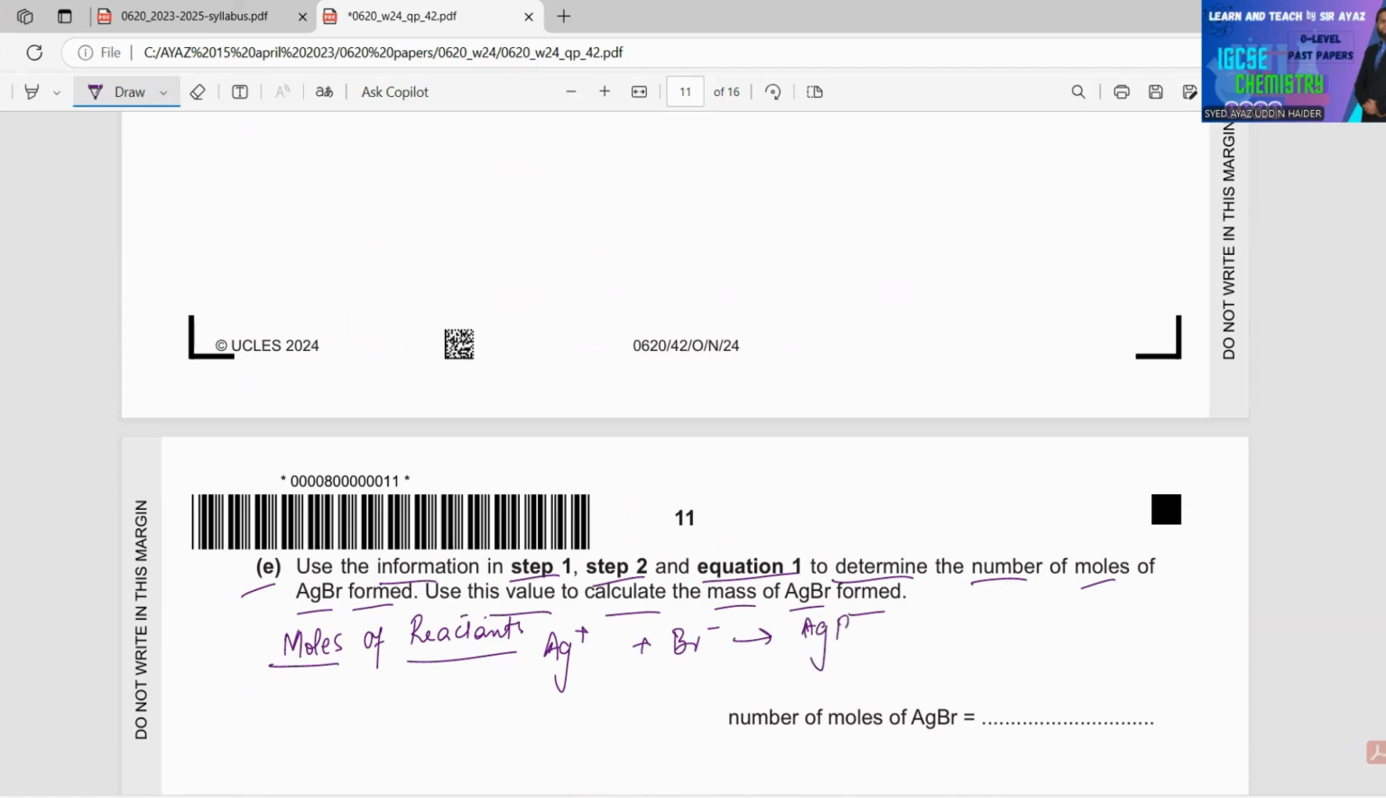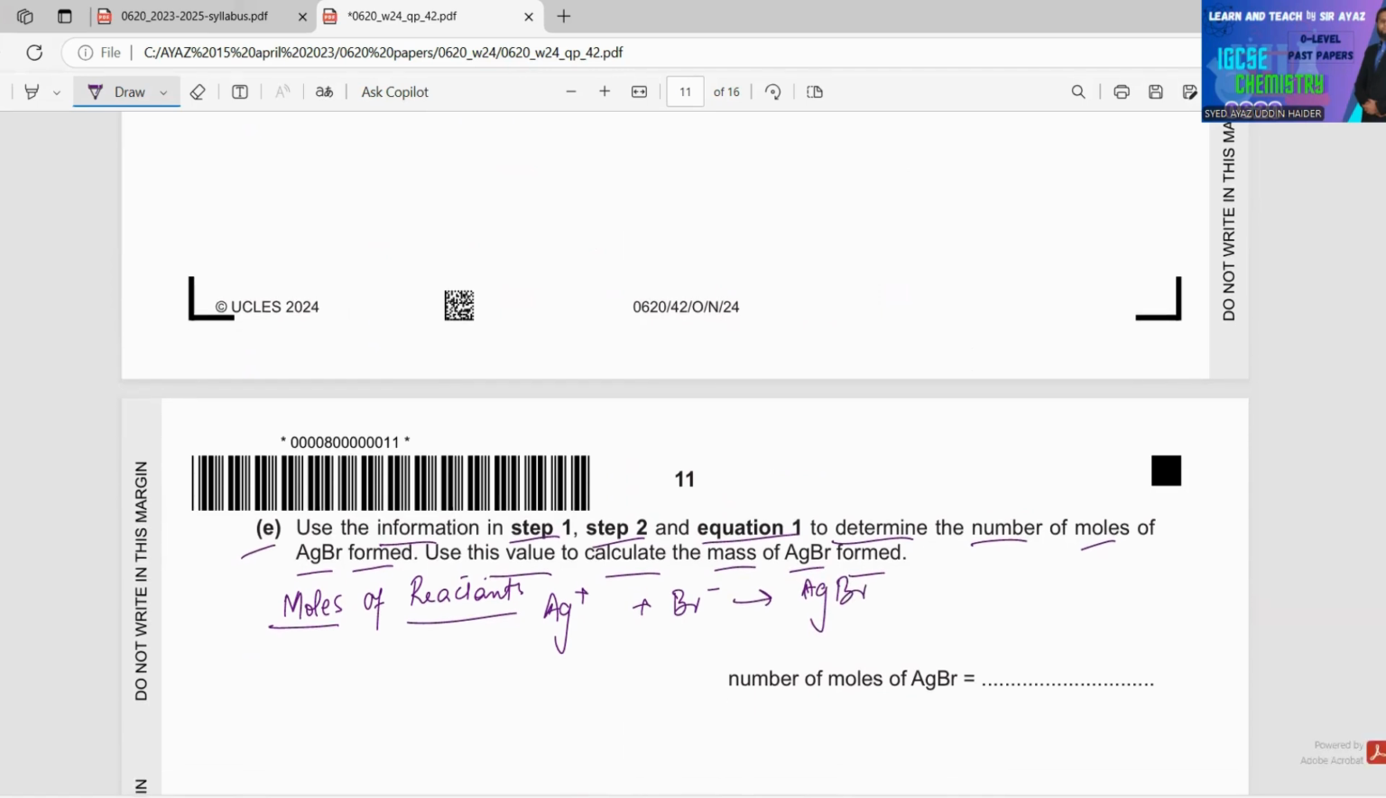I want to calculate the number of moles of AgBr. The relationship is 1 mole reacting with 1 mole, producing 1 mole of AgBr. Therefore, 0.01 moles reacting to produce 0.01 moles. Therefore, the moles for AgBr must be 0.01.